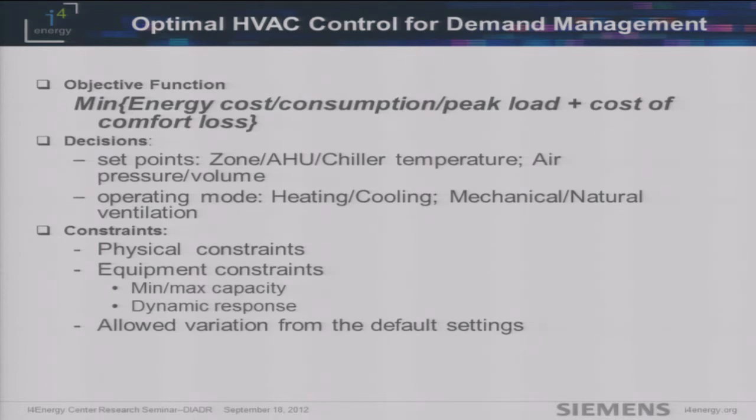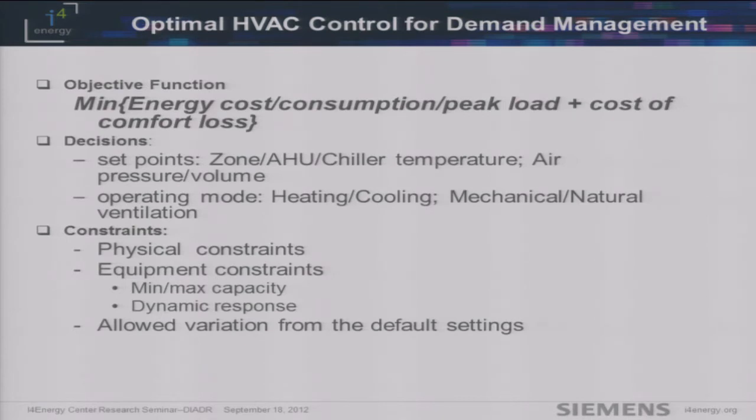Optimal HVAC control for demand management. The objective function is minimum energy cost or consumption, peak load, or the cost of comfort loss. All these factors were considered to come up with the right strategies. The decisions involve set points, zone, AHUs, chiller temperature set points, pressure as well, and also operation mode, heating or cooling. When we are pre-cooling, we don't want the building to go into heating mode at any time. And we can use mechanical or natural ventilation wherever it's possible.